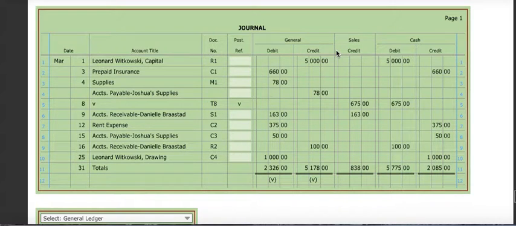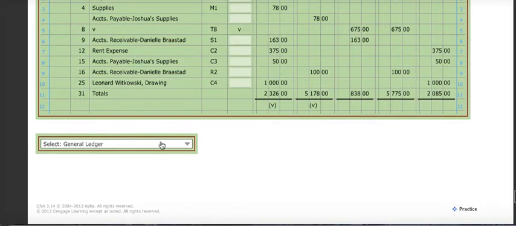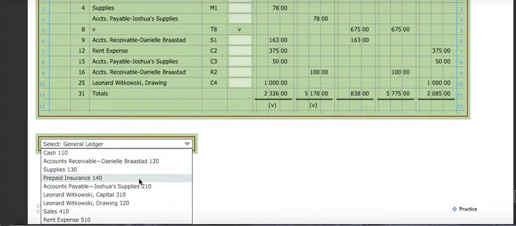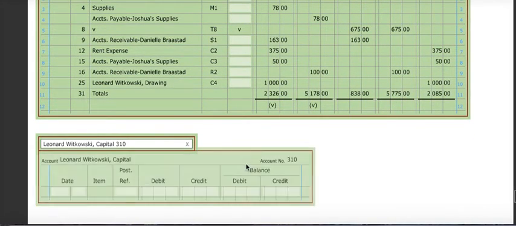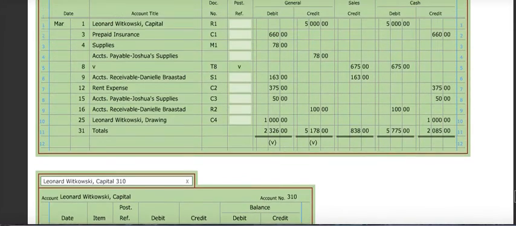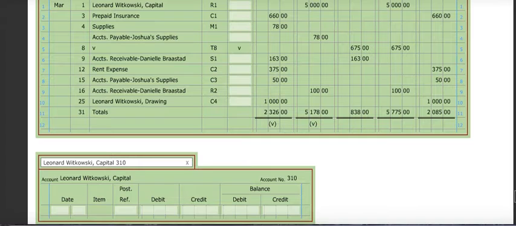So what we need to go through here is post each of these that are listed in the general columns right in here to the general ledgers below. First is Leonard Witkowski Capital. We need to find his ledger, so we're going to scroll down here a little bit, find the Leonard Witkowski Capital account. That's going to pull up. And there we are.